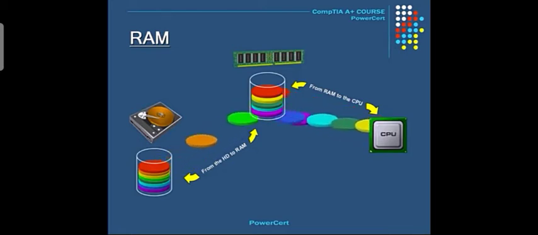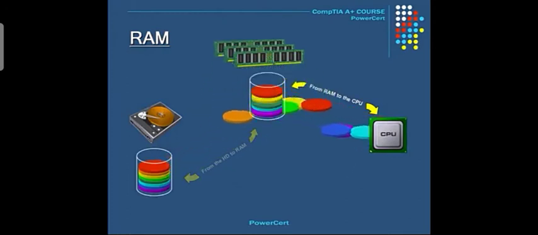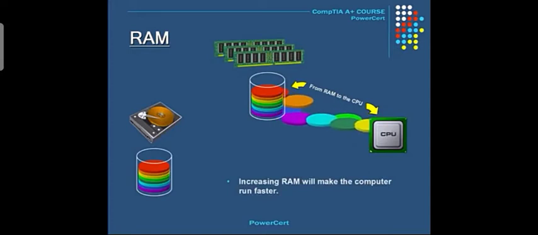And when this happens, it slows down the computer. So to solve this problem, all you need to do is increase the amount of RAM on the computer. And by increasing the memory, all the data can be loaded into RAM without the need of constantly accessing the hard drive. And the result is a faster performing computer.